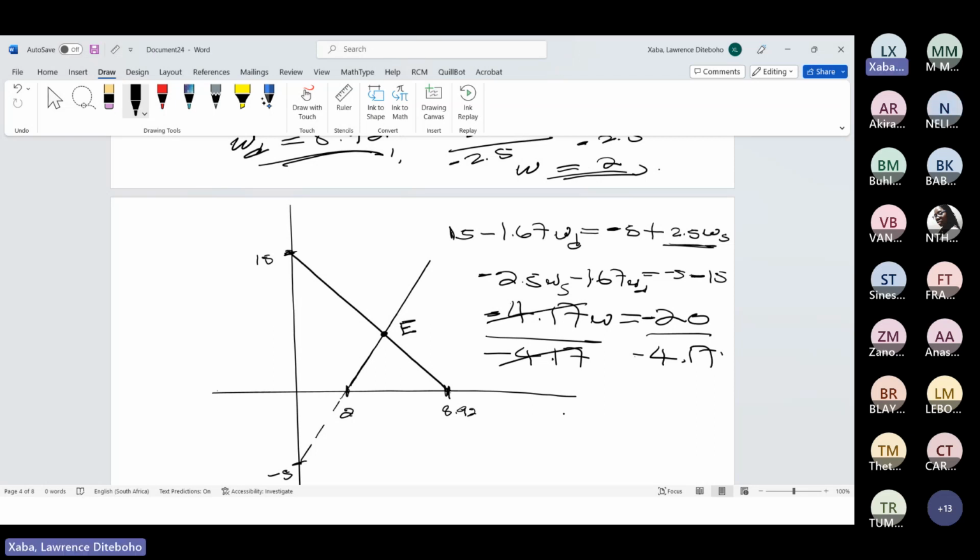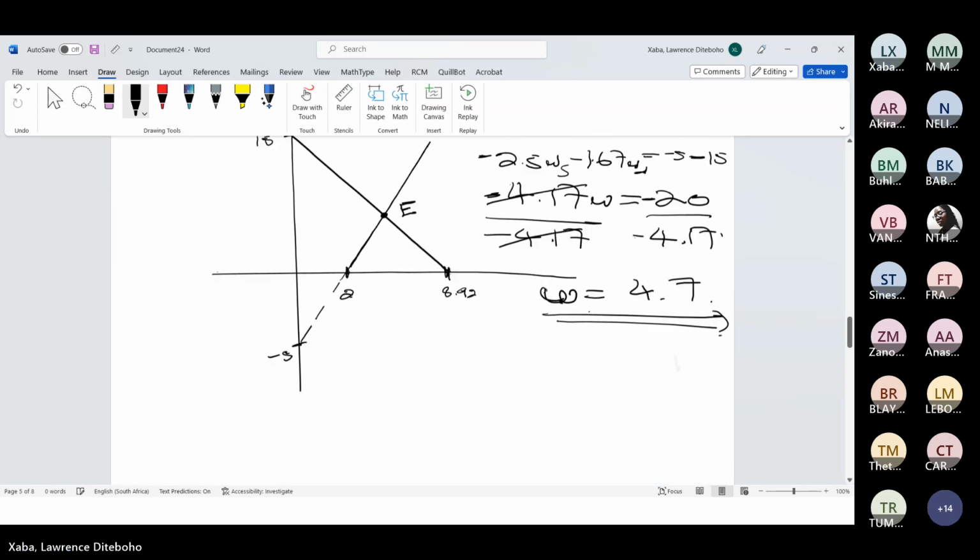There it goes. We ended up having W. So now we say 20 or negative 20 divided by negative 4.17. So we have 4.7. So our W there is 4.7.